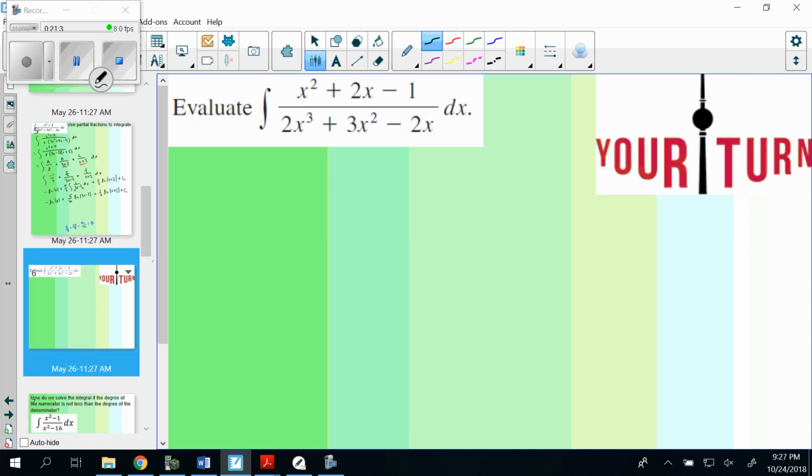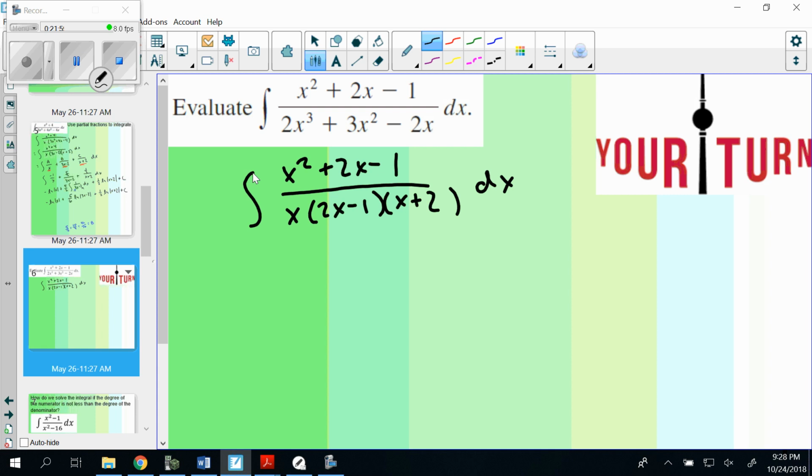All right, once you pause the video, try out this problem here and see what you come up with for this one. All right, if you split this one up correctly here, this all factors to x times 2x minus 1 times x plus 2 in some order. Okay, next thing, if you split it into the partial fractions and solve this one out.